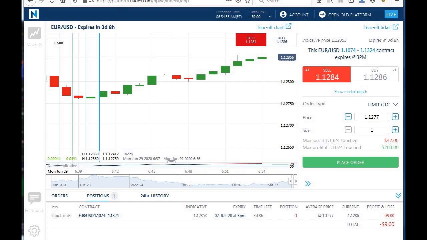Okay, so this is going to be my little quick Nadex Knockout tutorial. I'm doing this on a new platform because this is the new Nadex platform. And to be honest with you, they recently sent me a letter where they're saying that by November, they're going to entirely switch over to this platform. So I'm trying to acclimate myself to it now.